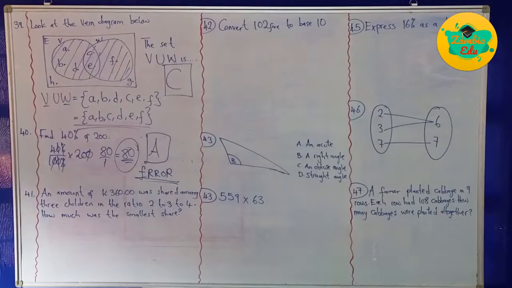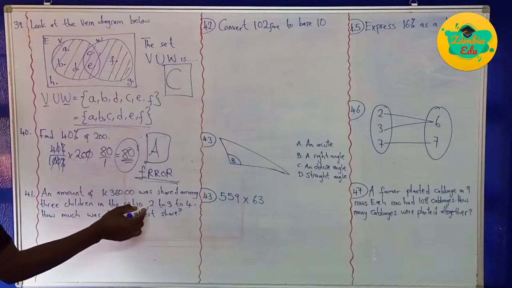Question 41. An amount of 360 kwacha was shared among 3 children in the ratio 2 to 3 to 4. How much was the smallest share? So there, let's calculate for each.